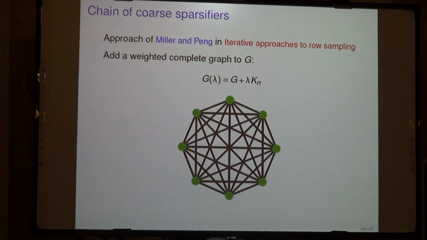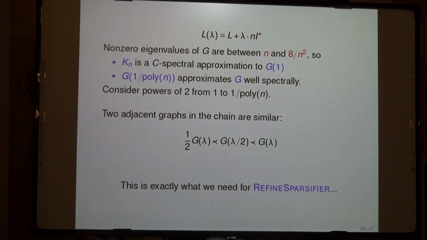Think of these graphs for a sequence of values of lambda. If lambda is very small, say 1 over poly n for some large poly, like 1 over n squared or 1 over n cubed or so will suffice, then the graph G lambda is pretty much G. And you can show that it approximates the graph G well, spectrally. On the other hand, at the other extreme, if we look at G of 1, it's the graph G plus a complete graph.